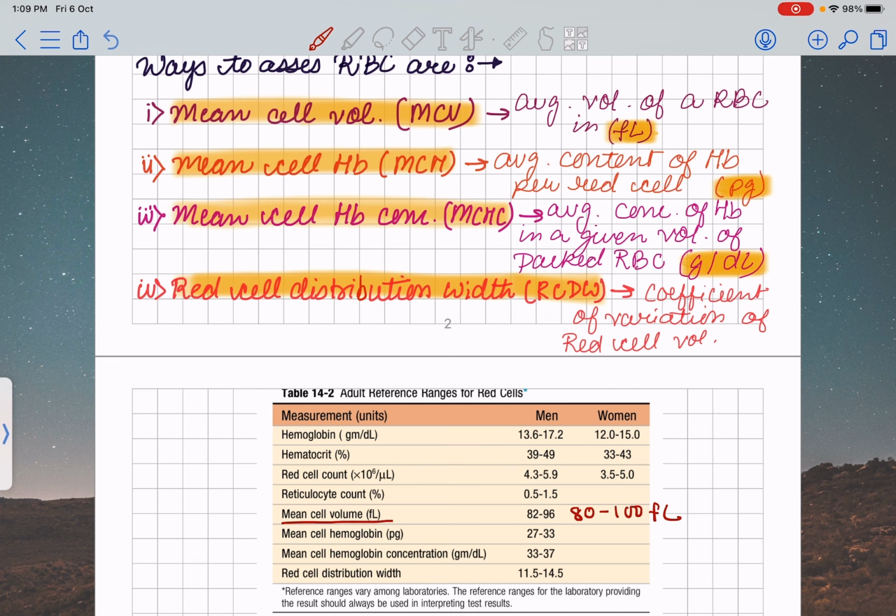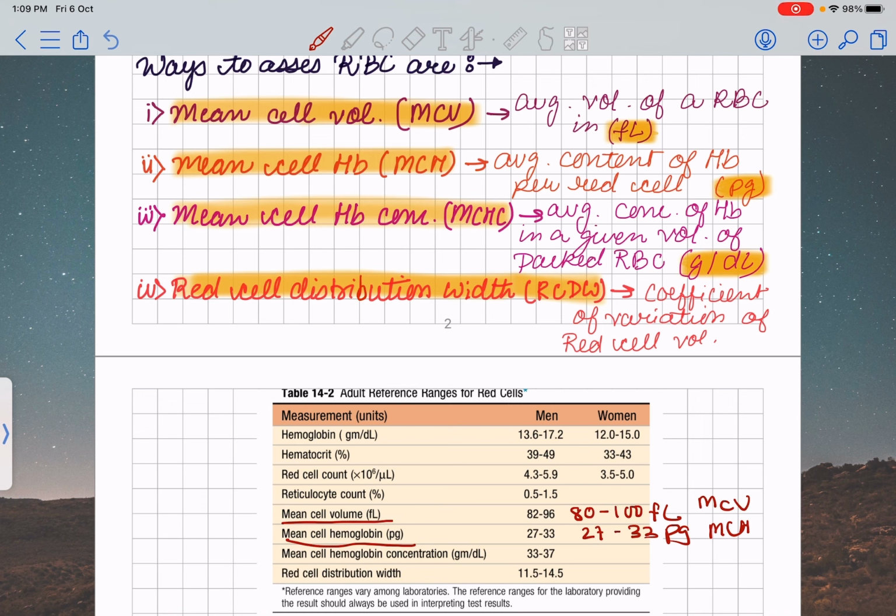Now, mean cell hemoglobin, MCH. It is the average quantity of hemoglobin per RBC. For mean cell volume, we saw average volume of RBC in femtoliter. Now, for hemoglobin, we see average quantity of hemoglobin per RBC. It is seen in picogram. It is 27 to 33 picogram. Right? MCH. And this is MCV, mean cell volume, mean cell hemoglobin.